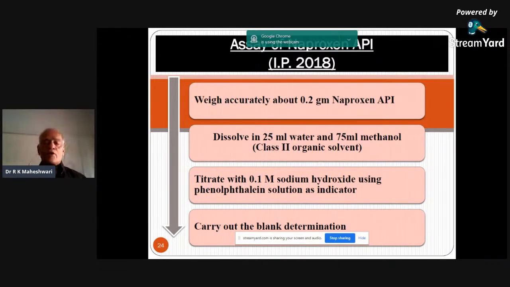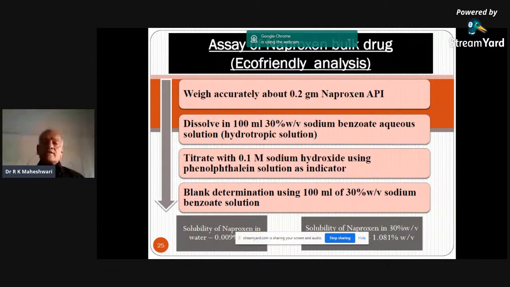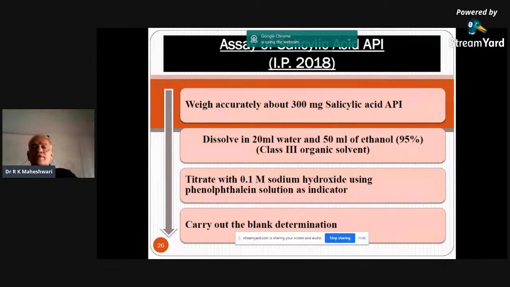Now, preferably, I expect that in the coming issue of IP, that is IP 2022, maybe the hydrotropic method will appear in the assay, without the use of organic solvent. So naproxen can be assayed with the use of sodium benzoate solution because the solubility of naproxen in sodium benzoate solution is tremendously enlarged, and you can dissolve the drug with the help of sodium benzoate itself. In the same way, salicylic acid.